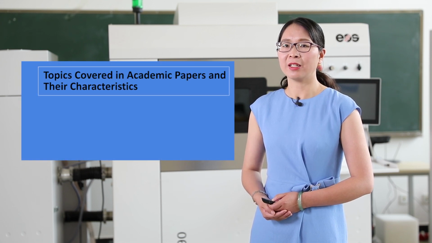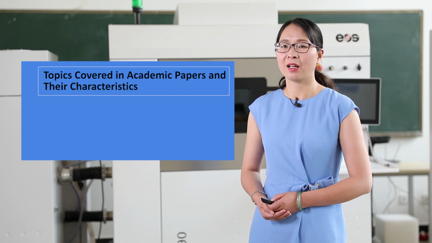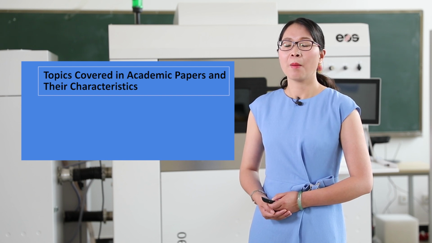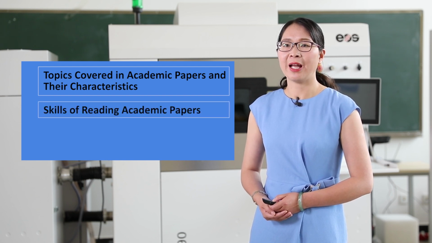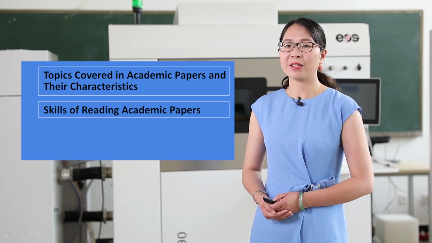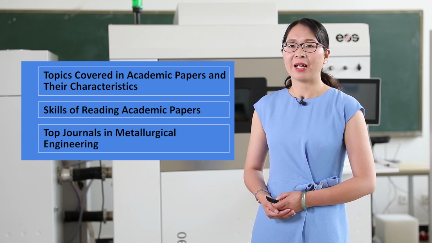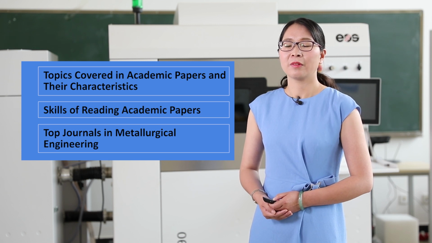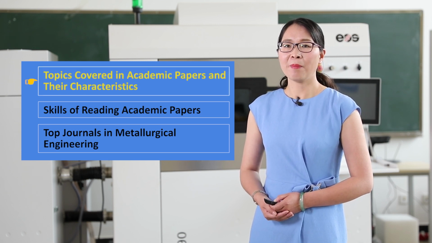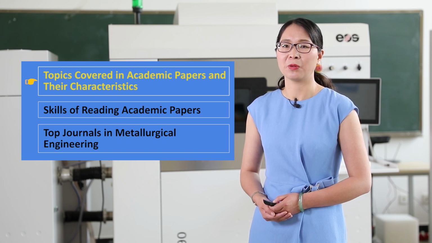The topic I'm going to deal with is an overview of academic papers in metallurgical engineering. It consists of 3 parts, including Part 1, topics covered in academic papers and their characteristics; Part 2, skills of reading academic papers; and Part 3, top journals in metallurgical engineering. In Part 1, firstly, topics of academic papers in metallurgical engineering will be introduced.